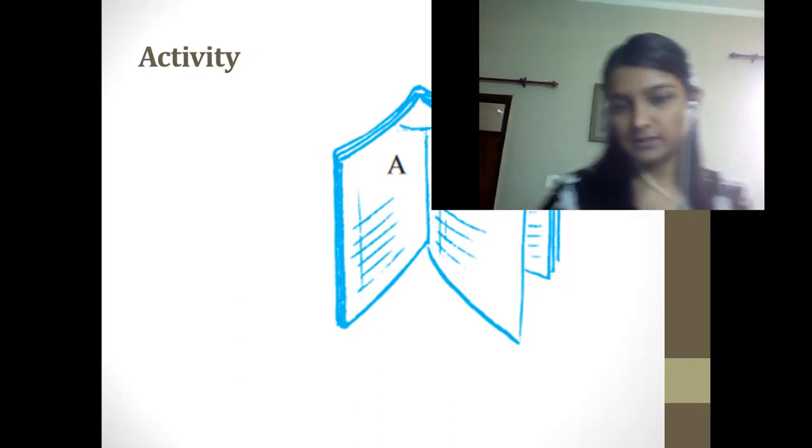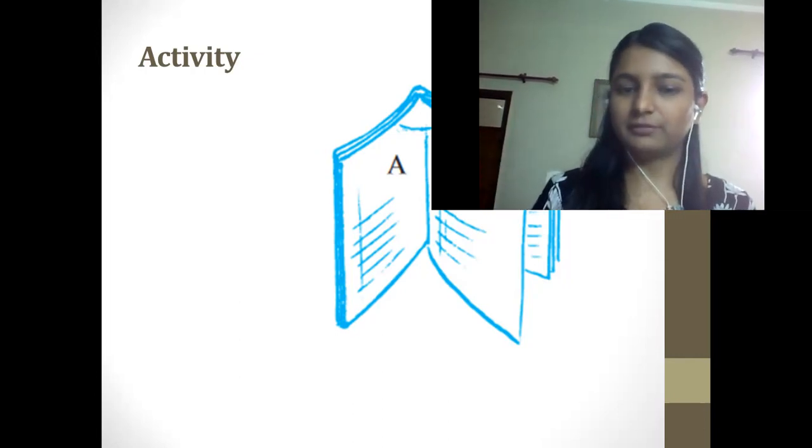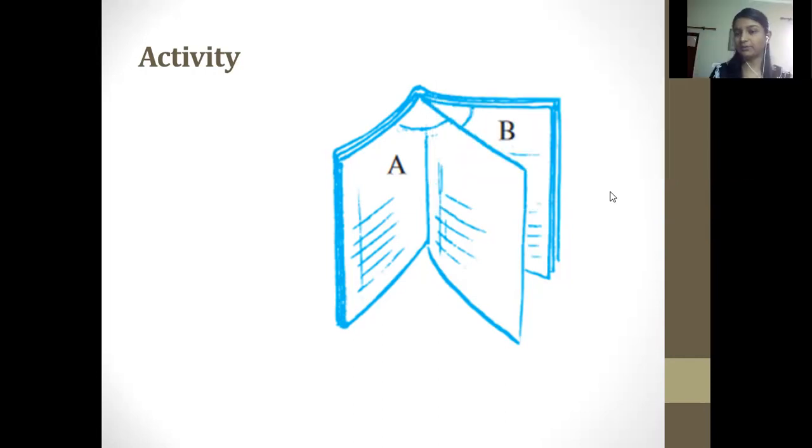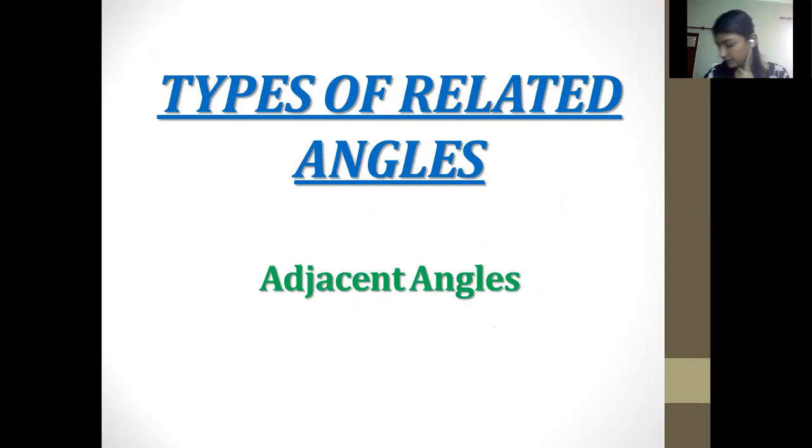You might be aware of it or you might be not aware of it. Let me tell you, these angles are related angles, a type of related angle, that is adjacent angles. As for the name, we know that adjacent angles are angles which are beside each other. In real life also we know that adjacent means which is beside each other. So we will be learning about the adjacent angles today. Let me write the topic here.